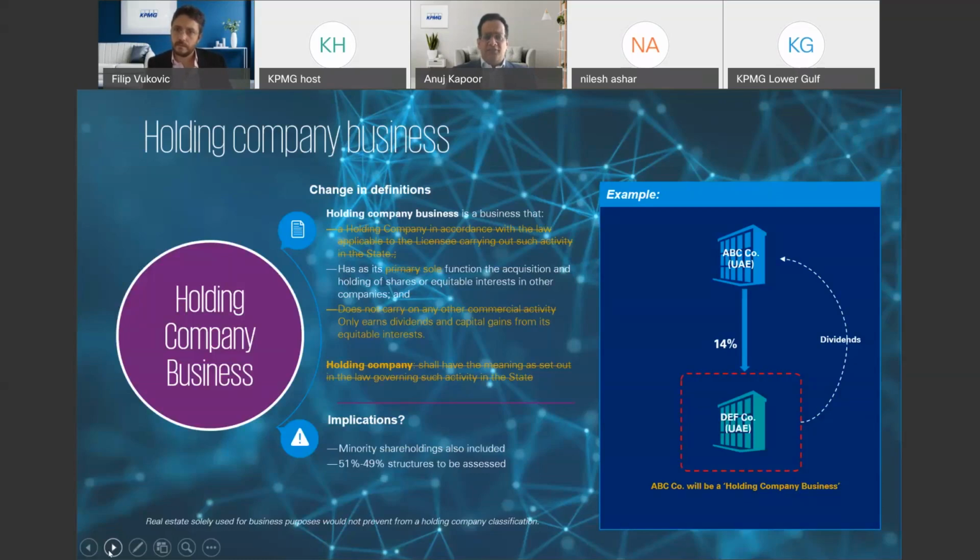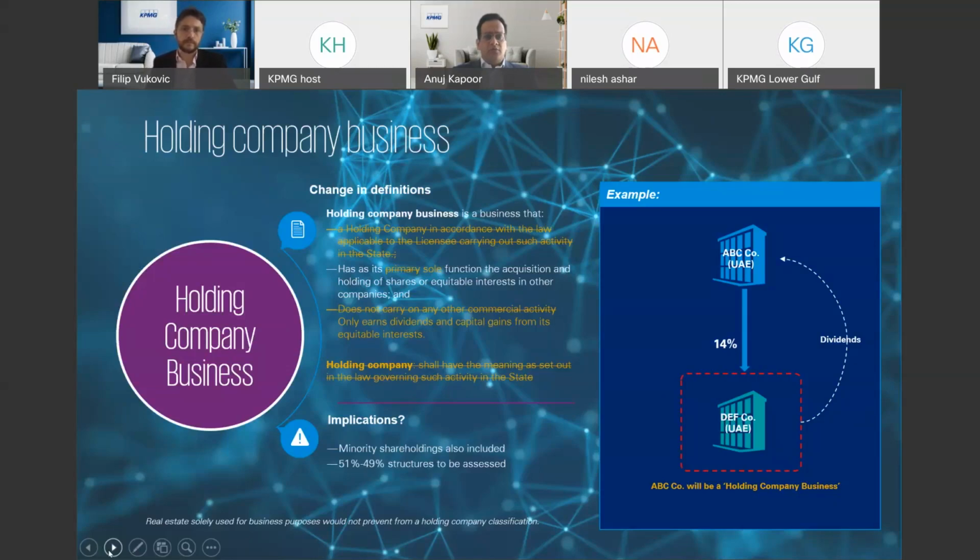A few other clarificatory changes in order to remove any ambiguity. One is to do with the pureness of the holding function: solely a holding function, and purely earning passive dividends or capital gains, with no commercial activity. Lastly, just because a holding company function owns or operates a real estate asset which is used to support its holding function, it would not create any exception to this classification. It would continue to be classified as a holding company.